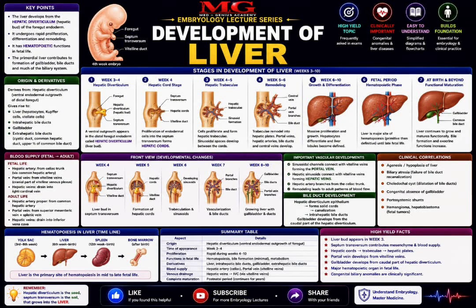And remember, the ventral mesogastrium forms the lesser omentum and the falciform ligament. The margins and the free margins of all these form the portal triad and all that. So I hope you understand everything I've talked about today.